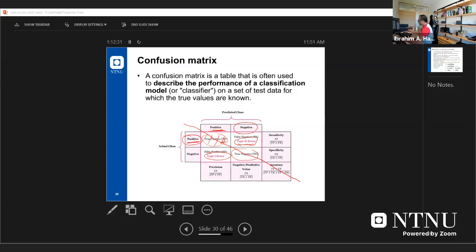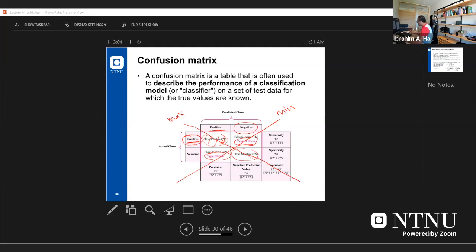In machine learning, we try to use an optimizer to adjust our weight values in a way to maximize numbers across this diagonal, and minimize numbers across this diagonal, right? We need to minimize all types of errors: false positive and false negative. So we try to minimize false positive, which is type 1 error, and false negative, which is type 2 error. And at the same time, we need to maximize true positive and true negative.